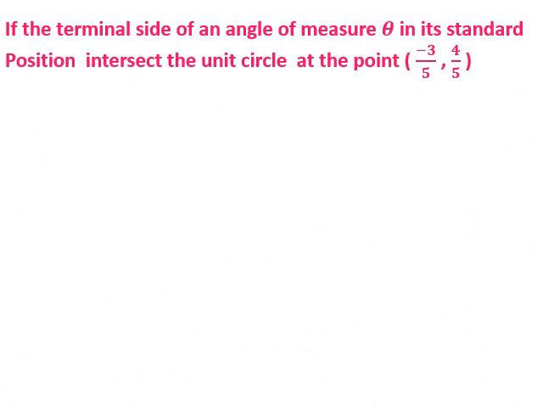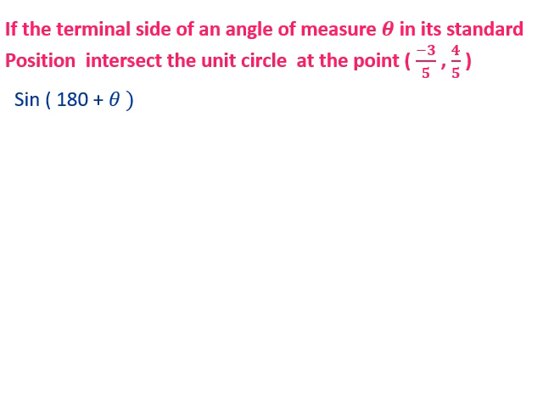If the terminal side of angle of measure theta in standard position intersects the unit circle at the point (-3/5, 4/5), then -3/5 represents the cosine and 4/5 represents the sine. Find first sine of 180 plus theta.